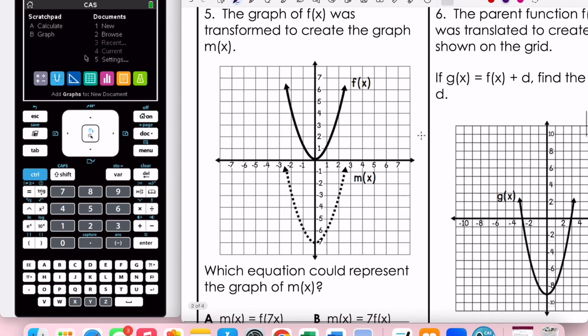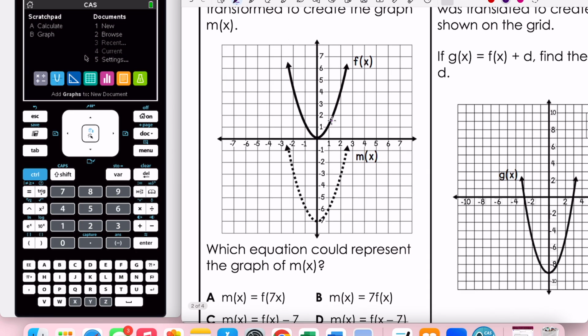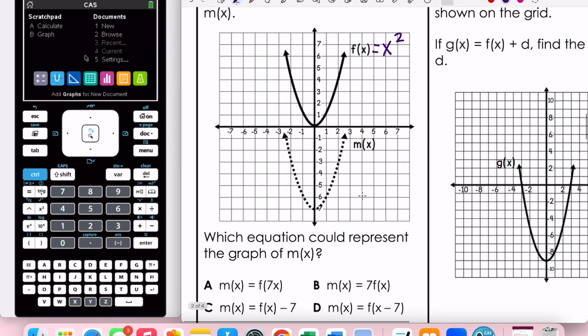Number 5, the graph f of x was transformed to create the graph m of x. So f of x is our parent function. Remember, this is always what we will compare it to. Again, this is f of x equals x squared. So which equation could represent the graph of m of x?